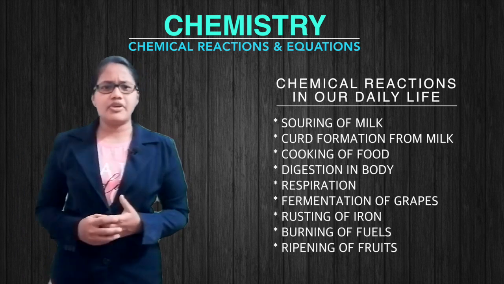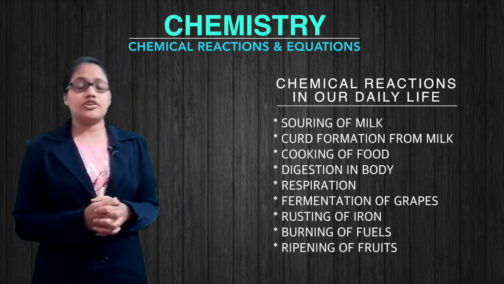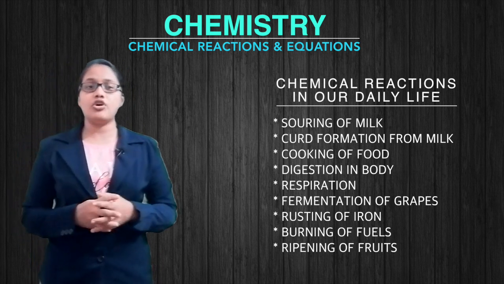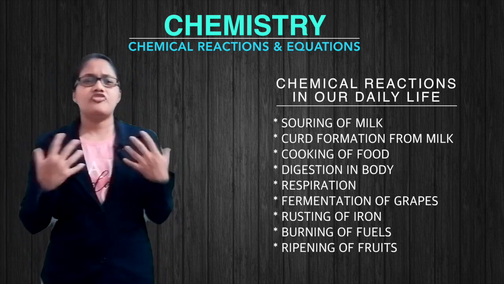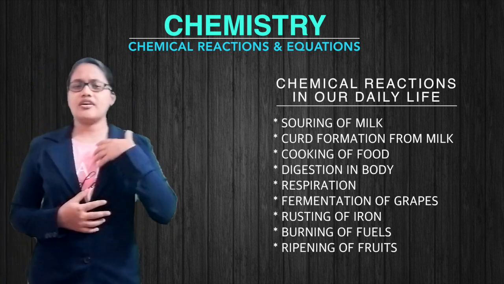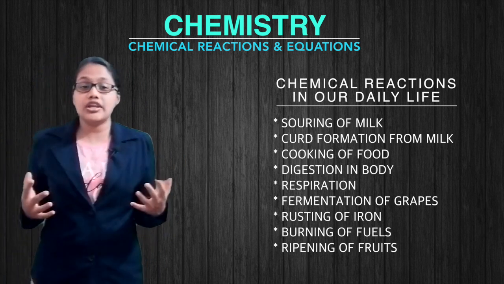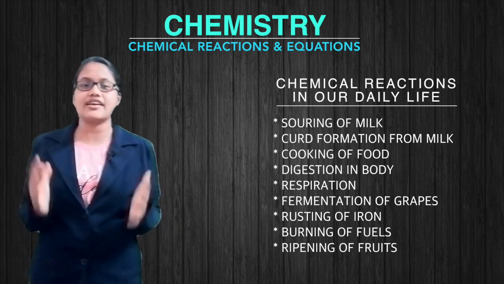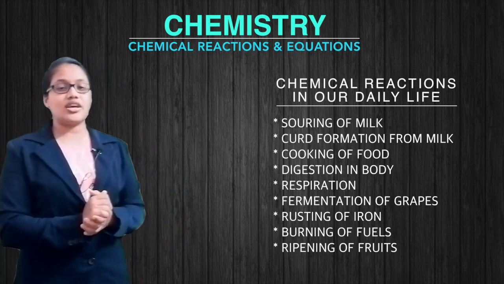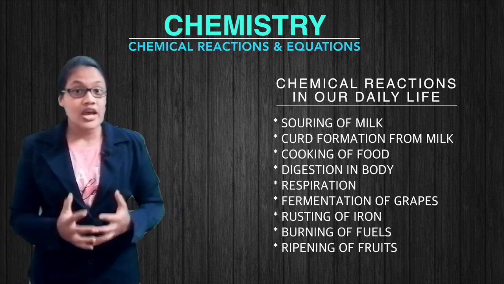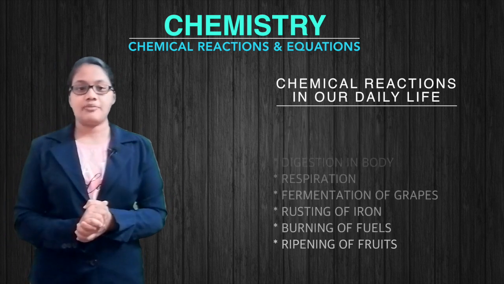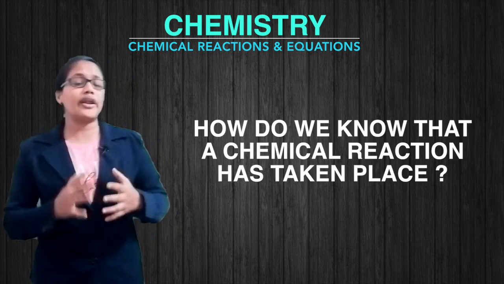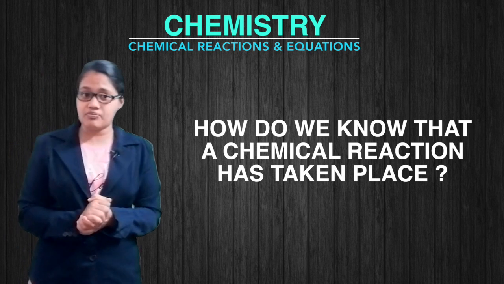So souring of milk, fermentation of curd from milk, cooking of food, digestion of food in our body, respiration, fermentation of grapes, rusting of iron, burning of fuels, ripening of fruits, all these are examples of chemical changes which involve chemical reactions. So how do we know that a chemical change or a chemical reaction has taken place?